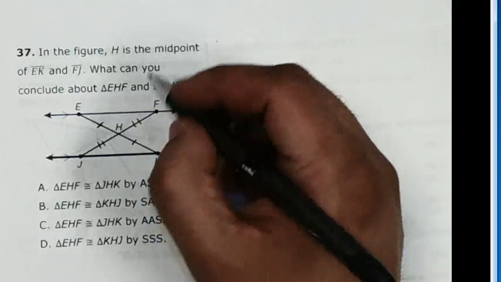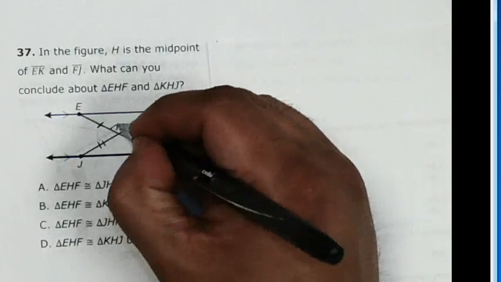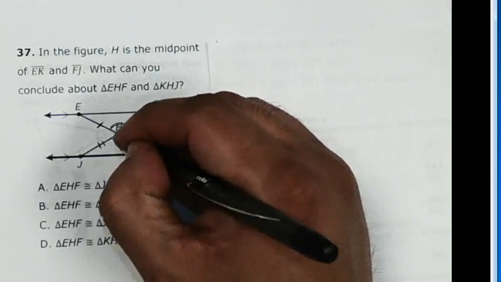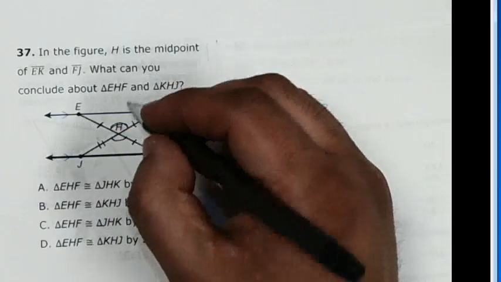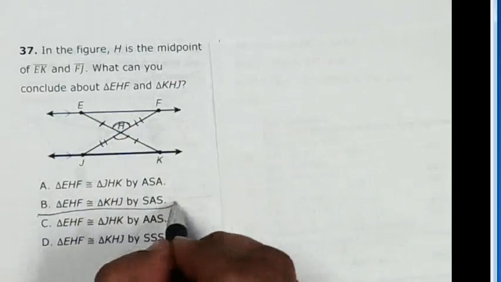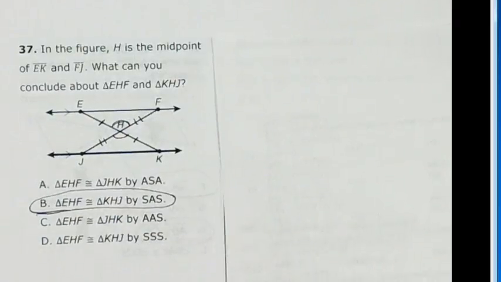Looking at this, I have vertical angles here, so I know angle EHF and angle KHJ are congruent. So that tells me that my triangles are congruent by the side-angle-side theorem, which is answer choice B.